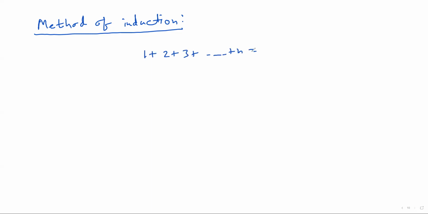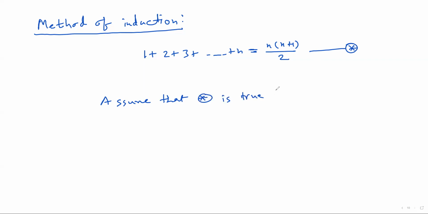We know there is a well-known formula that looks like this. Now, proving by the method of induction works like this. Assume that, so this is an equation or a claim or anything, assume that this is true for n equals m. Then using the assumption, prove that this is true for n equals m plus 1.